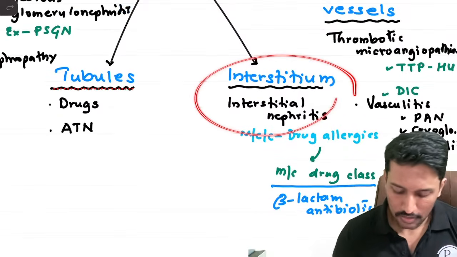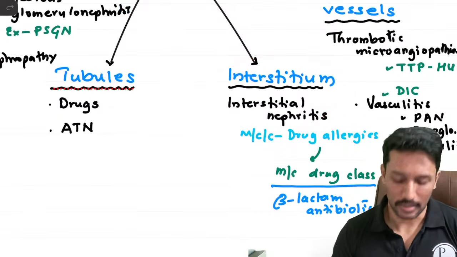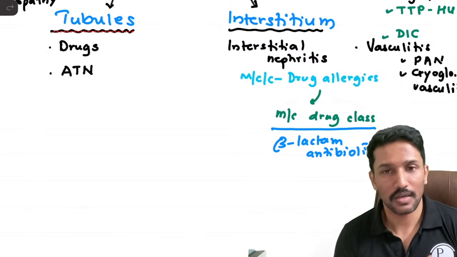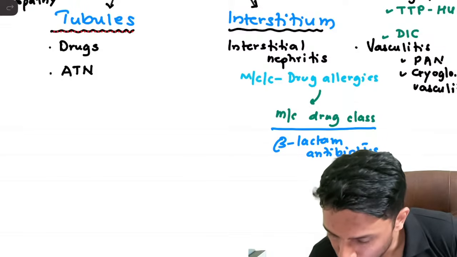Interstitial nephritis is most commonly because of drug allergies, and the most common drug class associated with these drug allergies is going to be beta-lactam antibiotics.